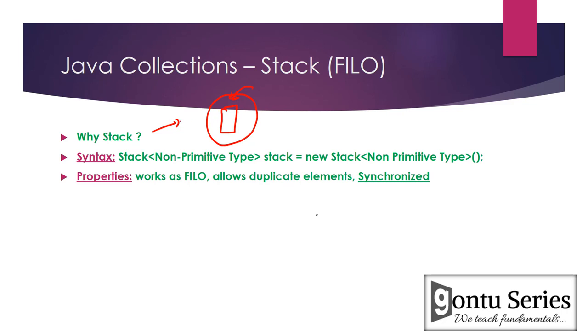Alright, and what is the syntax for that? This is the syntax. It works as first in, last out. What does it mean? When you go on adding elements to it, let's say 200, 300, 500, you add the first element, then the second element, then the third element, then the fourth element. It's going to allow you to add elements to it, but you can only retrieve the last element. So that's something called first in, last out.